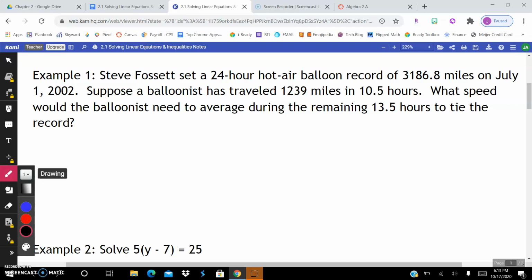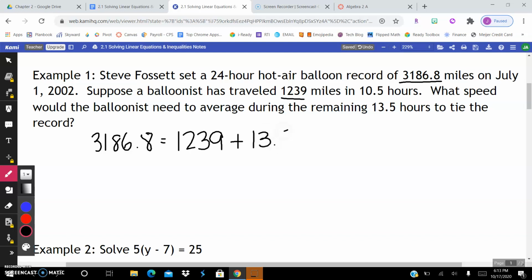Well, we know the total is 3,186.8. So we want it to equal that. We also know that the distance already traveled by this person would be 1,239, and that they have to add on some more travel time. And we don't know the average speed, but we do know they have to go 13.5 hours. So we're going to have to do 13.5 times their speed. And I don't want to use S because it looks a lot like a 2. So I'm going to use a T.